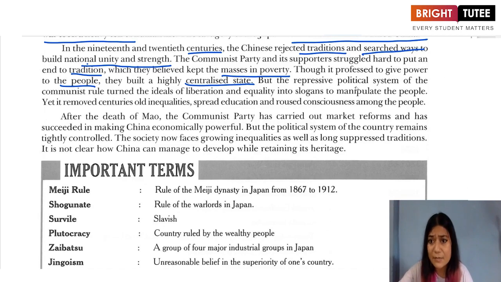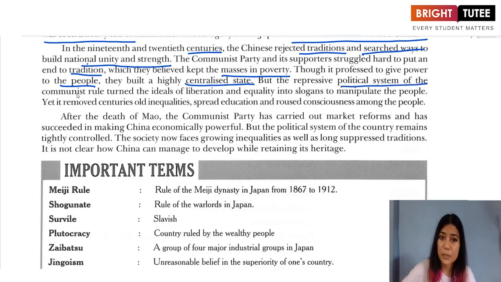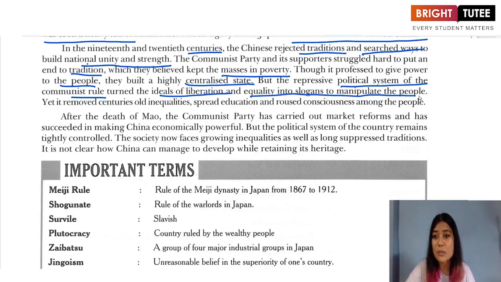But the repressive political system of the communist rule turned the ideals of liberation and equality into slogans to manipulate the people. The government became very repressive. It controlled and subjugated the people, and the ideals of liberation and equality were not practiced.